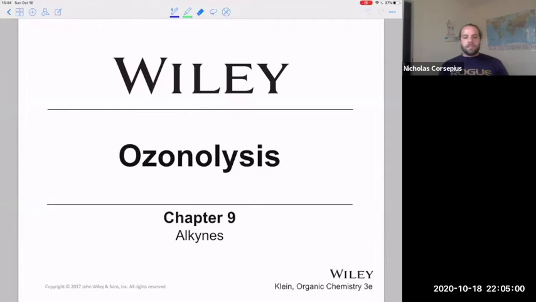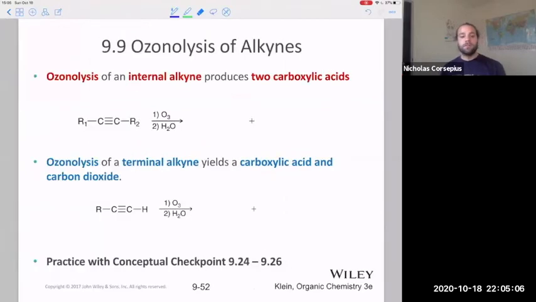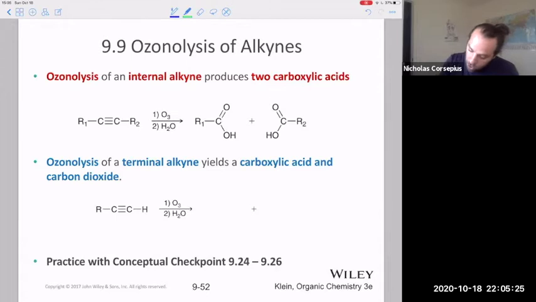All right, so now let's talk about ozonolysis reactions with alkynes. Remember, ozonolysis was using ozone, or O3, and we saw that that cleaved the alkenes, cut it straight down the middle and gave us two new products. We're going to see the exact same thing with our alkynes, except instead of producing aldehydes or terminal carboxyl groups, we actually form carboxylic acid groups.